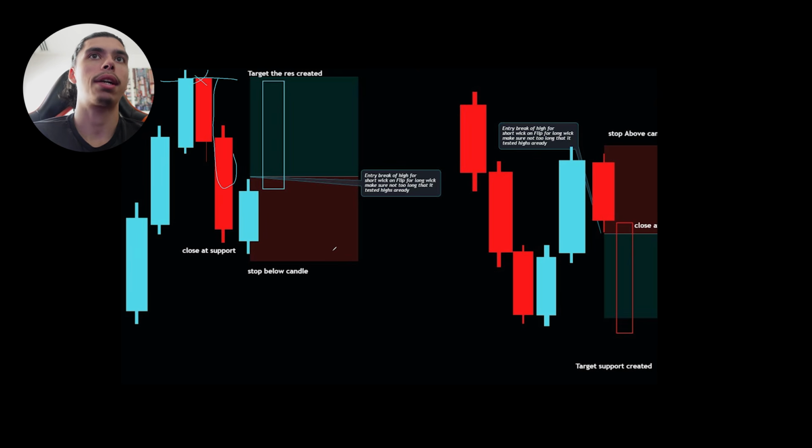We pull back and we trade back towards that target. Entry and stop loss is the same. Below the candle, entry break of high, same concepts. Let's have a look at some examples.